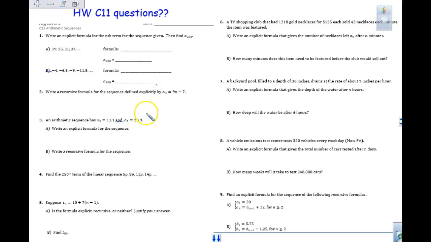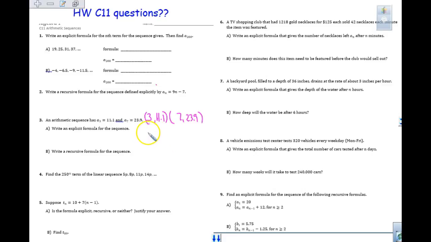in question number 3, the first thing I want to do is write those as an ordered pair. It is telling me in number 3 that the one point is at 3, 11.1. So this is really an ordered pair. When they give that sequence of A sub 3 is 11.1, this is 3, 11.1, and that 7 is 23.9.